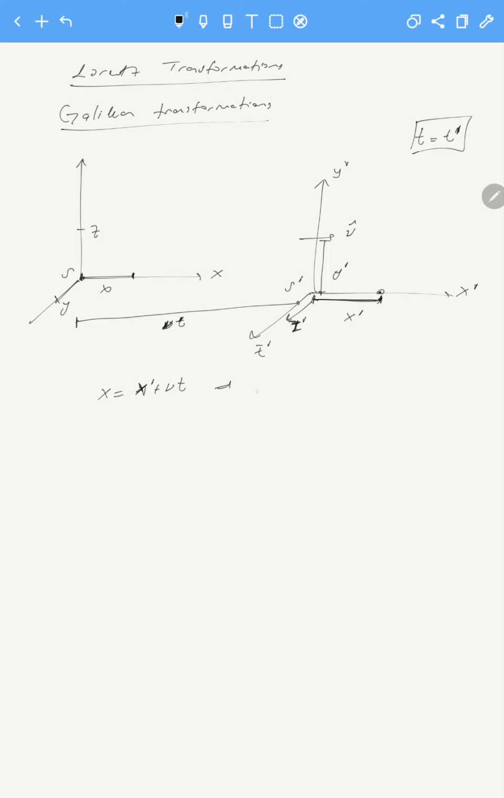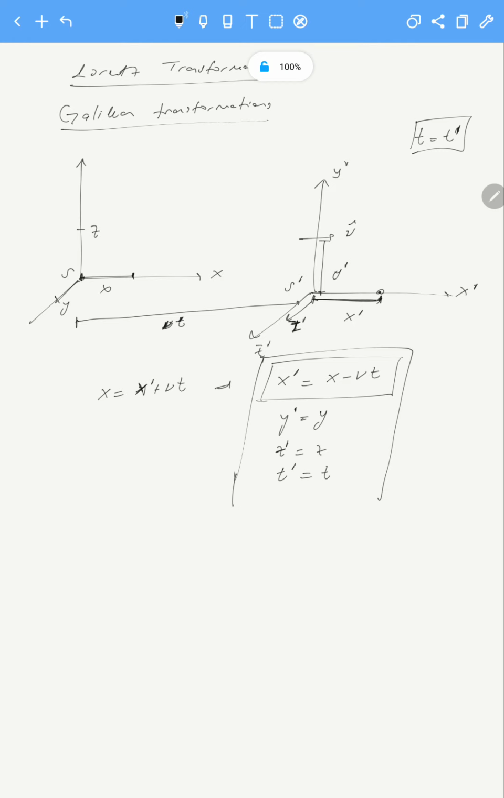Hence, we are going to just write in the primed frame x minus vt is how we measure distance in the x direction. And since the primed frame does not move in the other directions, we just write them like this, and we know we have universal time. So these are the Galilean transformations.